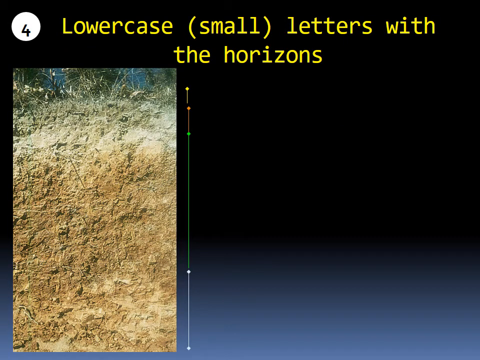Now, we reached the last part of the lecture, which basically describes the lowercase or small letters that come with the horizon. Look with me at this picture. You have basically 4 different layers: A horizon, E horizon, B horizon, and C horizon. But if you look at the B horizon, it's given a little letter, a T. Now, what does this T mean and why has it been added to the B horizon?